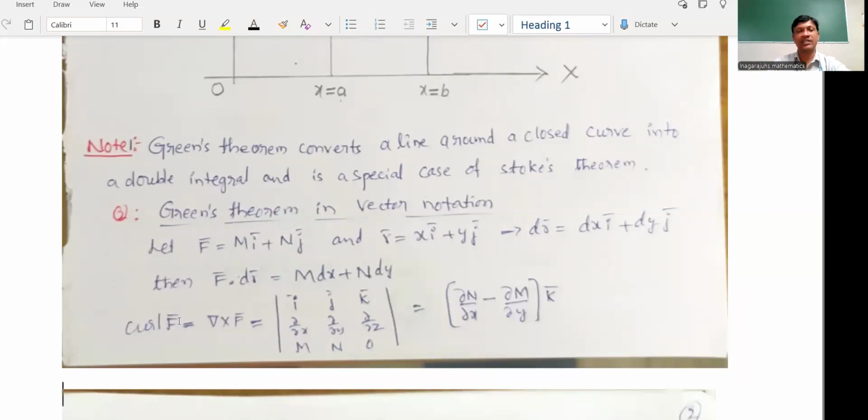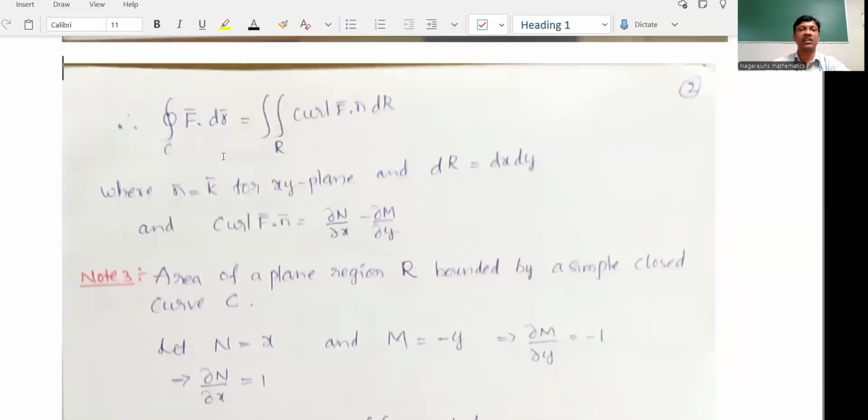So curl F bar, or del cross F bar, is equal to the determinant of i bar, j bar, k bar; dou by dou x, dou by dou y, dou by dou z; M, N, 0. So we will get dou N by dou x minus dou M by dou y into k bar. Therefore, we know that the integral over C, F bar dot dr bar, is equal to the integral over the region R, curl F bar dot n bar dS, where n bar is equal to k bar for the xy plane and dS is equal to dx dy, the surface of the plane.